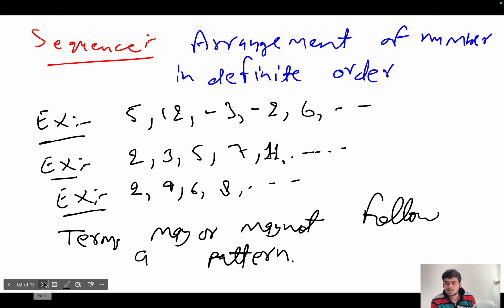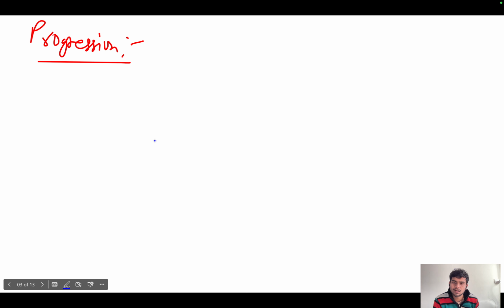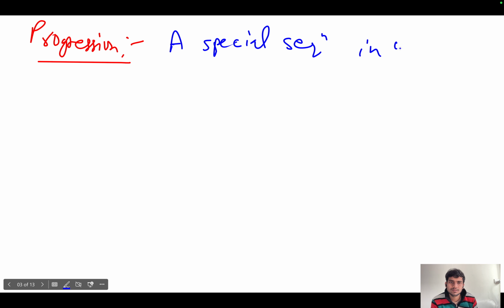Now moving to the progression. So, what is a progression? A progression is a special sequence in which terms progress according to a definite rule.